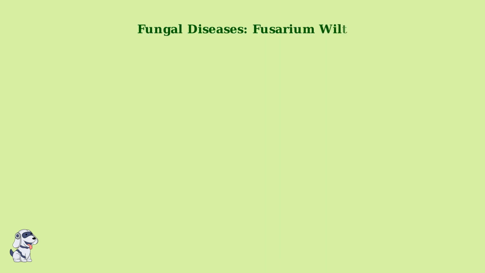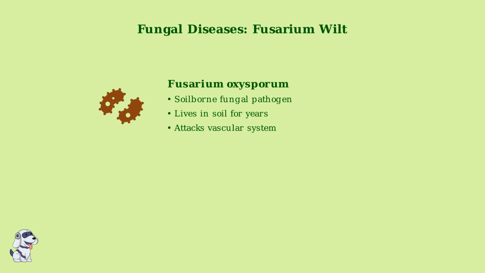Now we turn our attention to fungal diseases, starting with one of the most destructive, Fusarium wilt. This soil-borne pathogen poses a serious threat to cucurbit crops worldwide. Fusarium oxysporum is a soil-borne fungal pathogen that can survive in soil for many years. Unlike bacterial diseases, this fungus specifically targets and attacks the plant's vascular system, which transports water and nutrients throughout the plant.